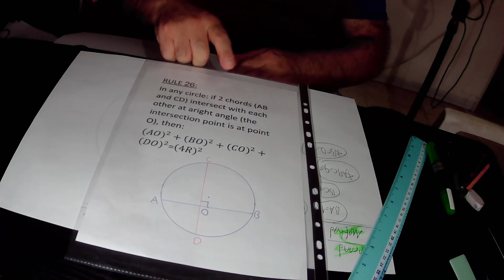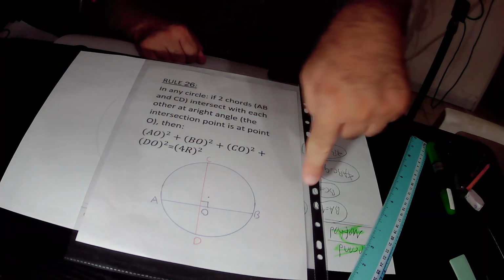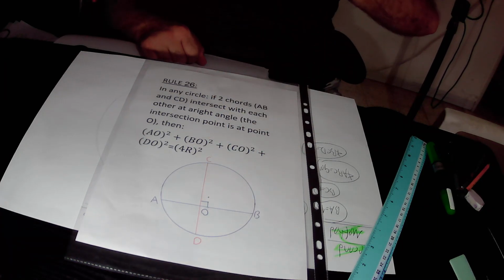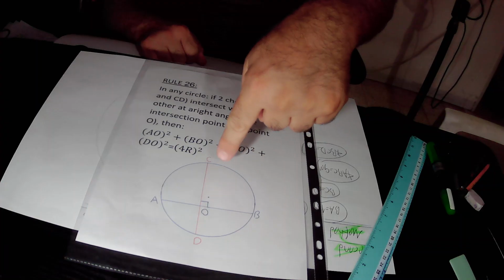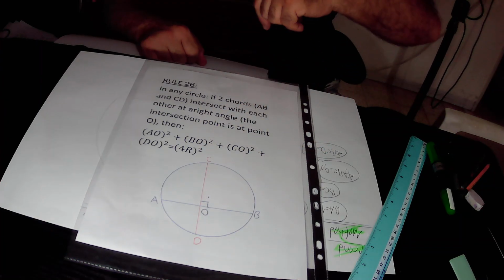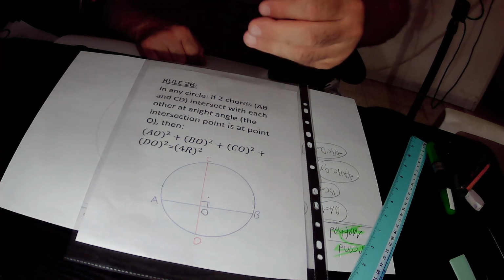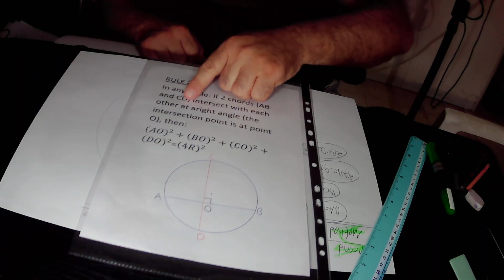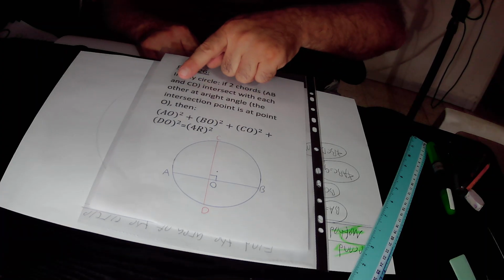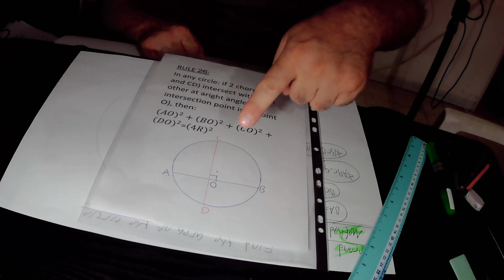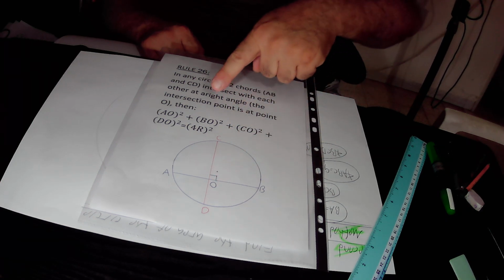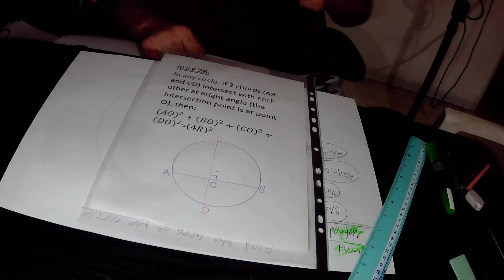right angle, chord AB intersects with chord CD at 90 degrees, and we get angle COB equals 90 degrees inside. So if two chords intersect with each other at a right angle, then the following equation is true: AO squared plus BO squared plus CO squared plus OD squared equals 4R squared. R is the radius of the circle.